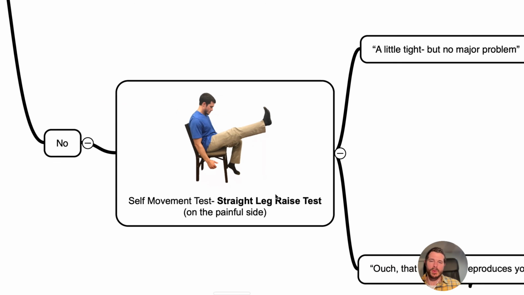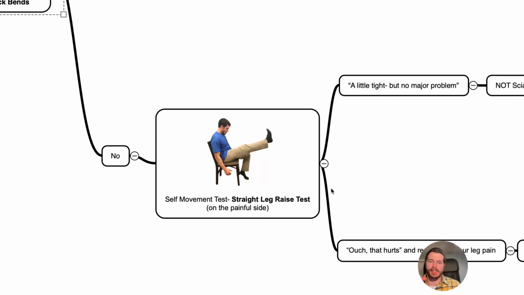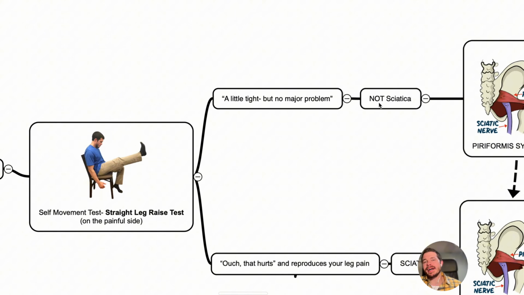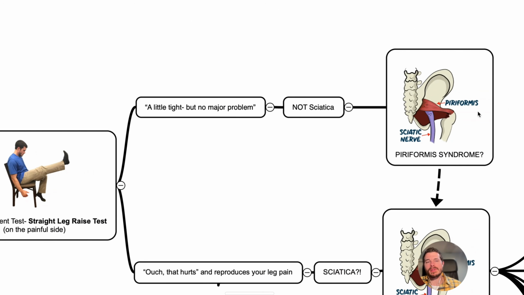I want you to still perform this straight leg raise test to kind of rule in or rule out sciatica. So let's go ahead and do that. Again, seated, heel on the ground, slowly raise it. It should be very clear if it's yucky or if it's painful. And if you say, hey, a little tight but no major problem, not sciatica, it's possible that you could have some referred pain from the piriformis, or you could have some type of deep gluteal issue.